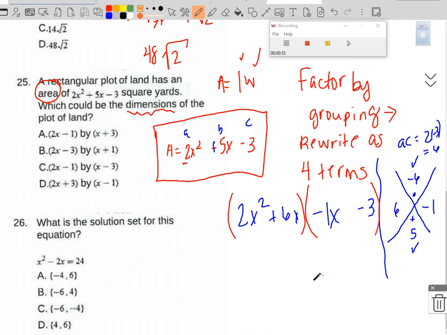So once we have our groups, what do we do to find our first factor? Common factor, right? We look for the greatest common factor here. What's the greatest common factor in this first group? Yes, 2x.